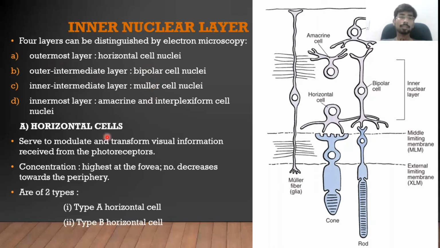Horizontal cells serve to modulate and transform visual information received from photoreceptors. Horizontal cells are highest at the fovea, and their number decreases towards the periphery. So this is the rod and cone, this is the horizontal cell. This is the outermost layer. The intermediate is the bipolar cell layer. The inner intermediate is the Muller cell. This is the Muller cell, and the innermost is the amacrine cell. Interplexiform cell.